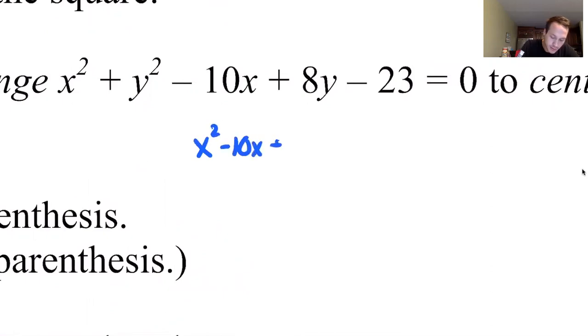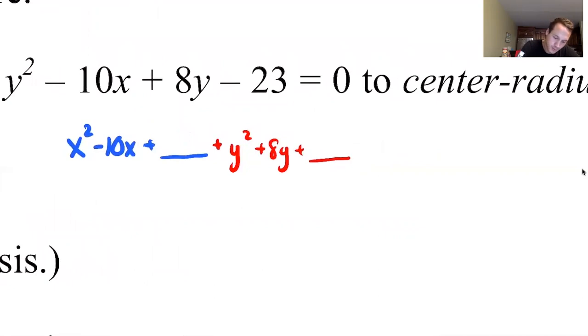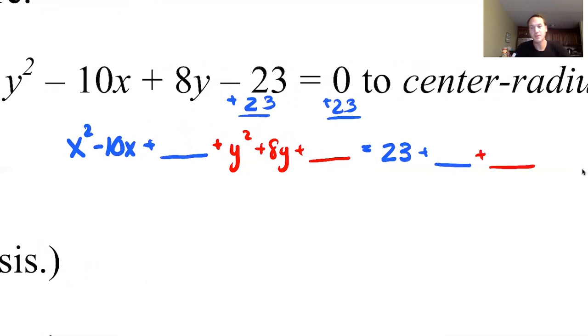X squared minus 10x plus blank. Let's do this. Plus y squared plus 8y plus blank. That's going to be equal to, it is going to help us, let's move this 23 over to the other side. That's equal to 23 plus blank plus blank. One blank for the x's, one blank for the y's.